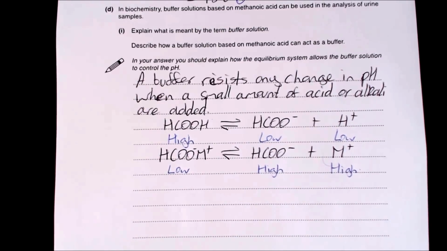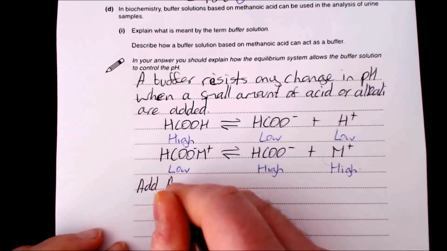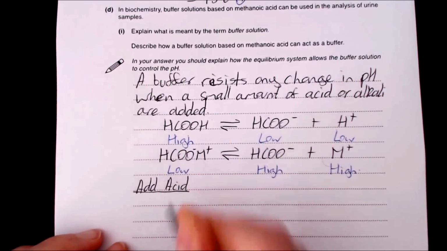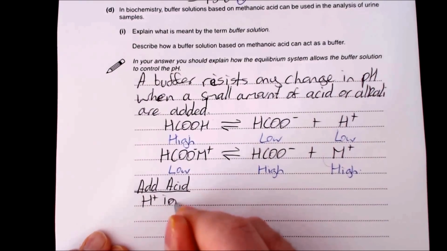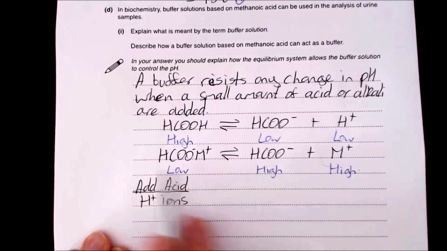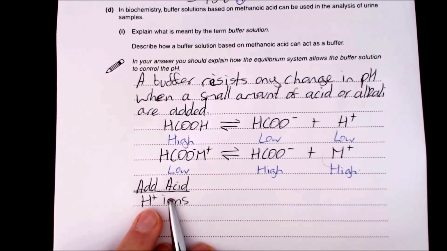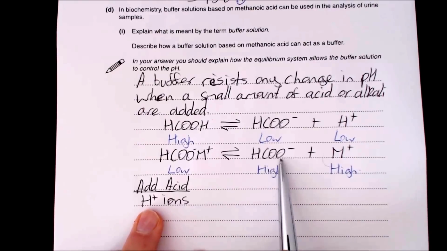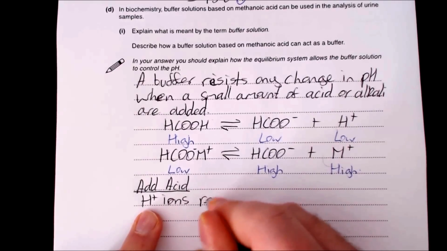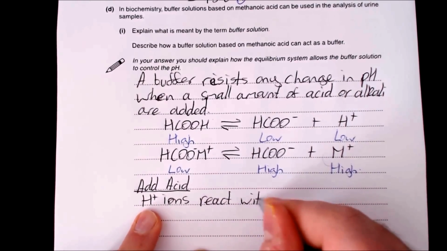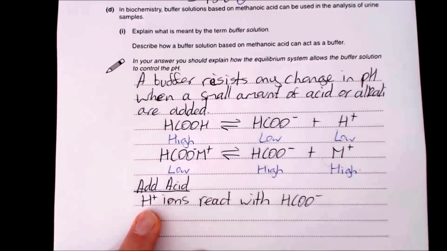Let's start with what happens if we add an acid first. We need to give the scenario of how the buffer works when we add an acid and when we add an alkali. When we add an acid, the acids obviously contain H plus ions. Imagine this whole thing is existing in equilibrium in one beaker. The H plus ions will react with the HCOO minus ions, which are there. We have a high amount of these, so that's pretty good.